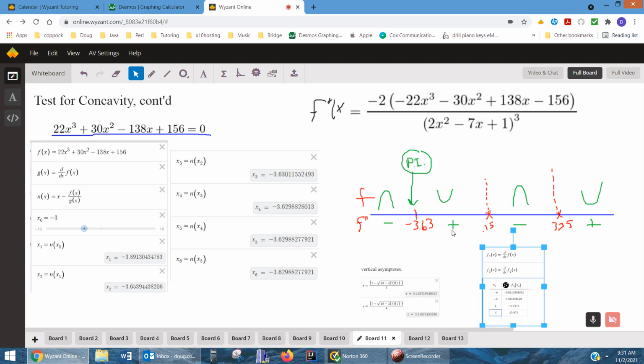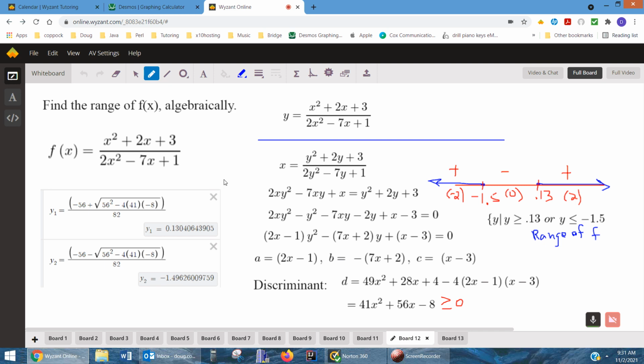the second derivative is positive, so concave upward, and similarly concave downward, concave upward. This is a point of inflection right here. Let's see, I don't think I showed what its x value or y value is, but maybe on the next board.